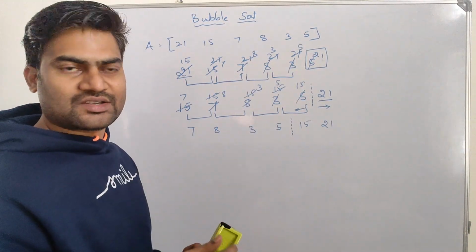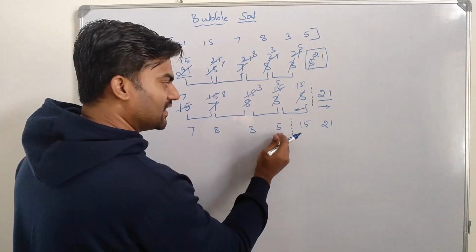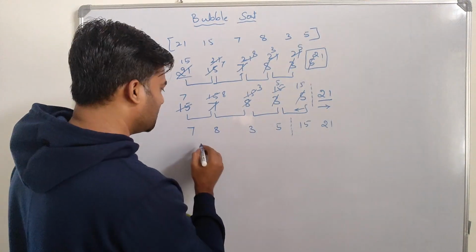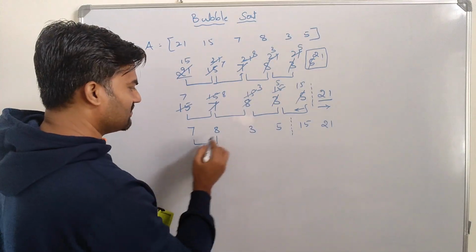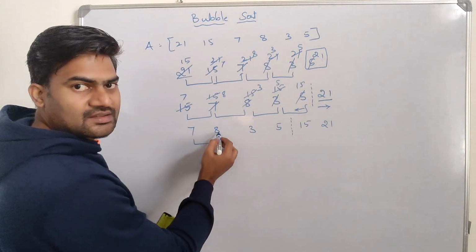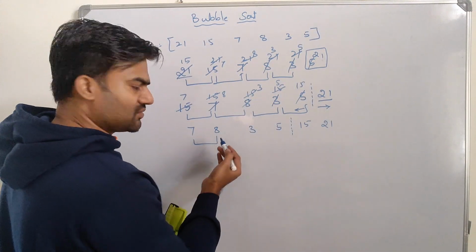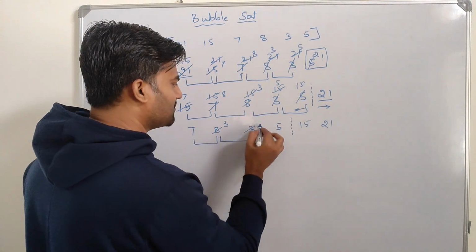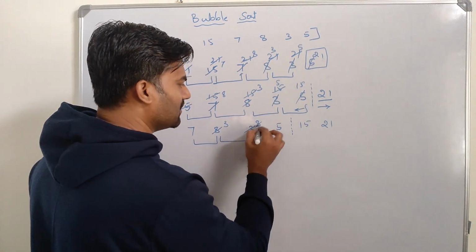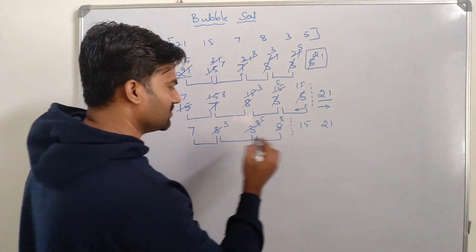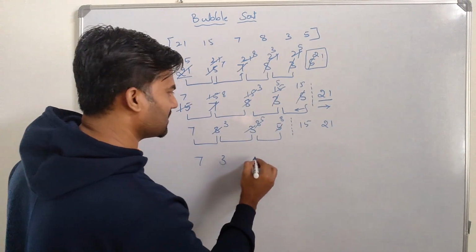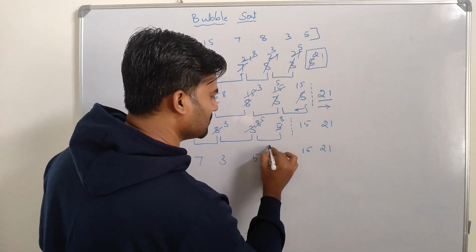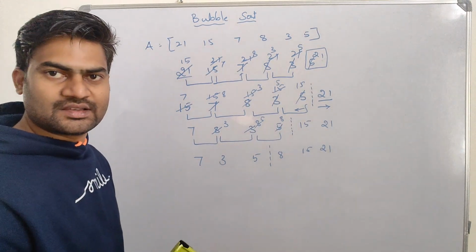Now the next iteration should go only till the end of the unsorted values. We will compare 7 and 8. Already 8 is the max value, so it is on the right side and there is no need to swap. Now between 8 and 3, we will have to swap them. Now between 8 and 5, we will have to swap them. At the end of this iteration we get something like this. Till here the array is sorted.